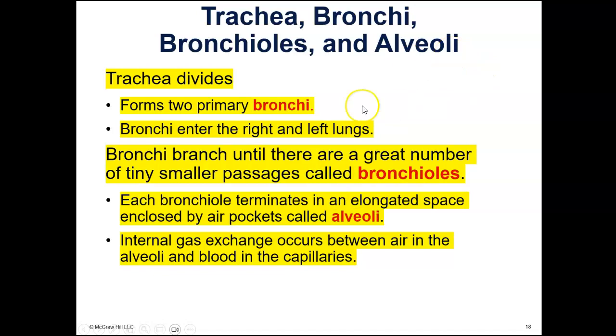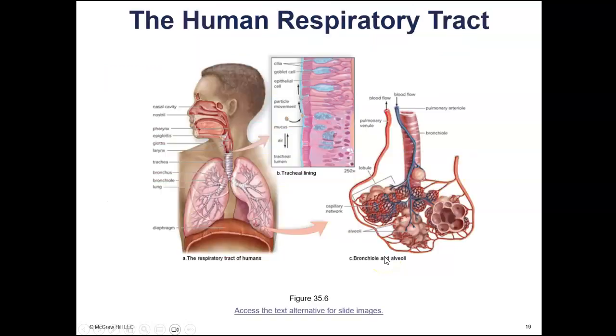the epiglottis closes over. The trachea divides and forms into the two primary bronchi, and each primary bronchus supplies a lung. So you have a right primary bronchus and a left primary bronchus. Then the bronchi will branch into bronchioles, kind of like arteries branch into arterioles. And those bronchioles will branch and branch until they finally end in an air sac called an alveolus. And then the alveoli are surrounded by capillaries, and where they connect, that's where external respiration occurs.